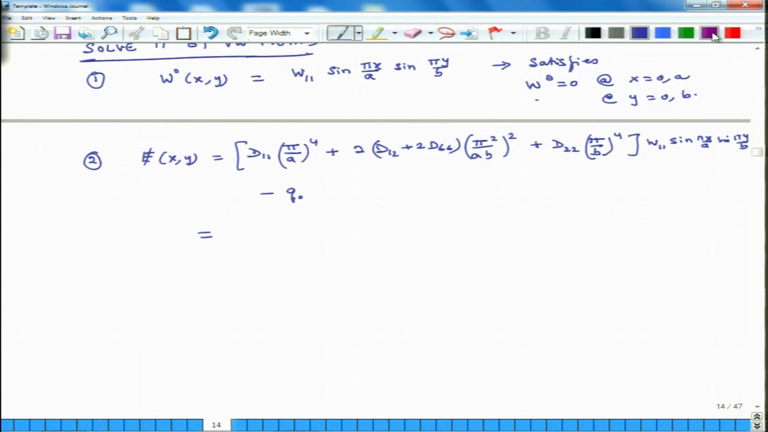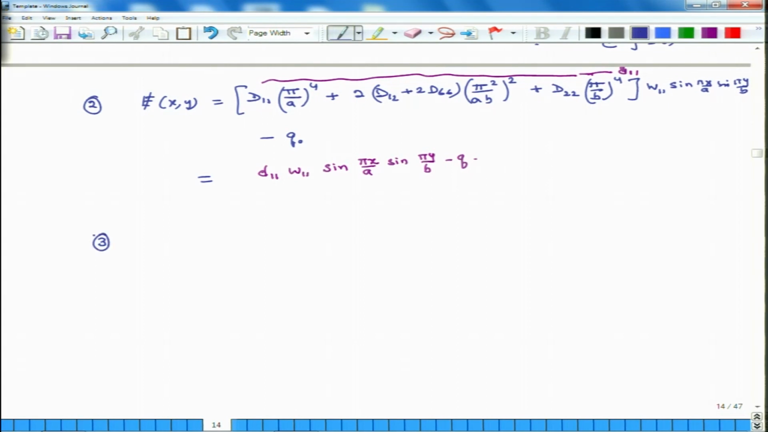Just to make things look simpler, we call this entire thing in the bracket small d11, which is not the same as capital D11. So, the error is equal to small d11 W11 sin(pi x over a) sin(pi y over b) minus q. This is the error.